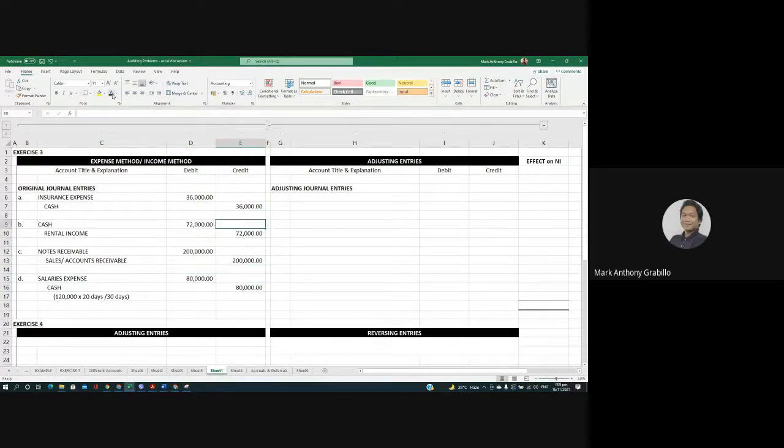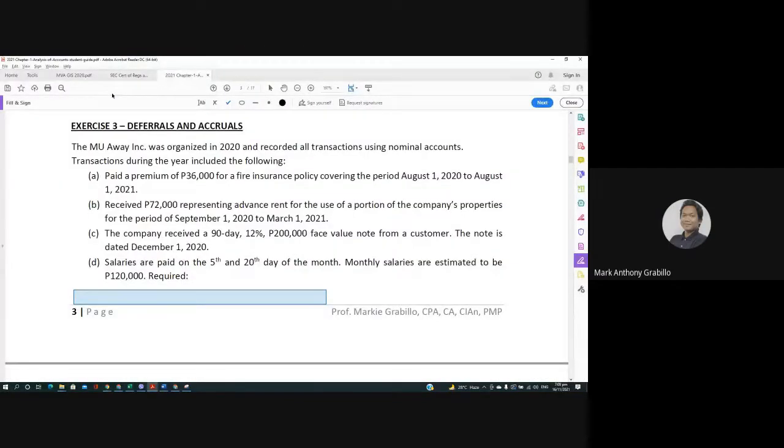So alam na natin yung original journal entry. Sir, pwedeng magtanong? Yes po. Sa problem, sabi, salaries are paid on the 5th and 20th day. So every 5th, kaya hindi po namin ni-record yung hanggang 30. Opo, that's correct po.